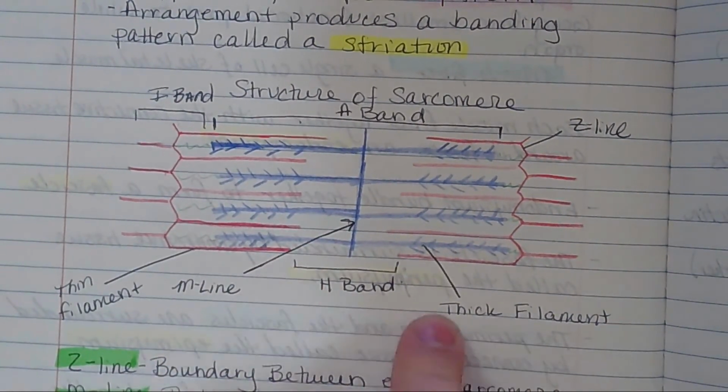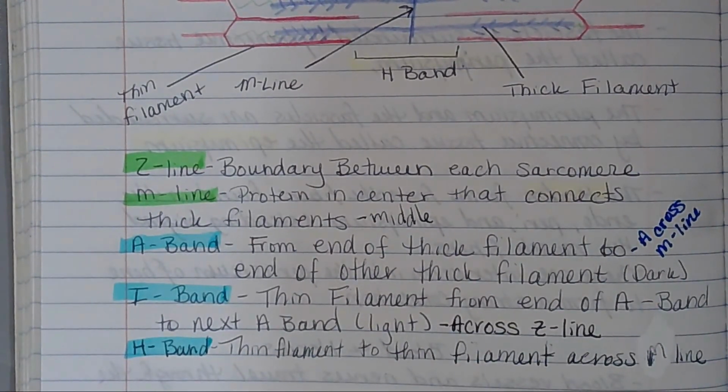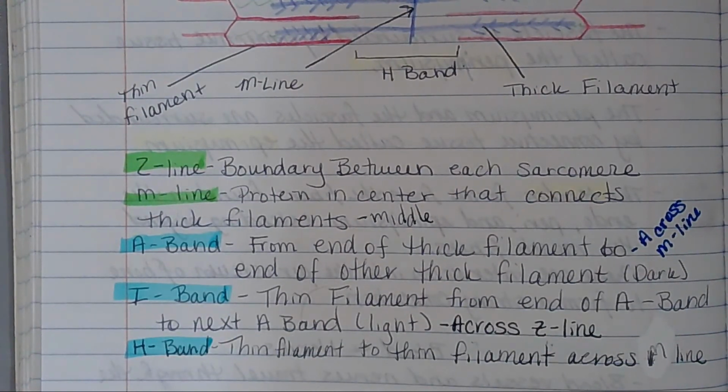And then lastly you have the H band. This is thin filament to thin filament across the M line. So you're looking at this part here to this part here. Structurally, those pieces, the Z line, M line, A band, I band, and H band, are relevant and important for us to understand the structure of the sarcomere, because these are the functional things that are actually moving when you have the contraction of the muscle fiber.